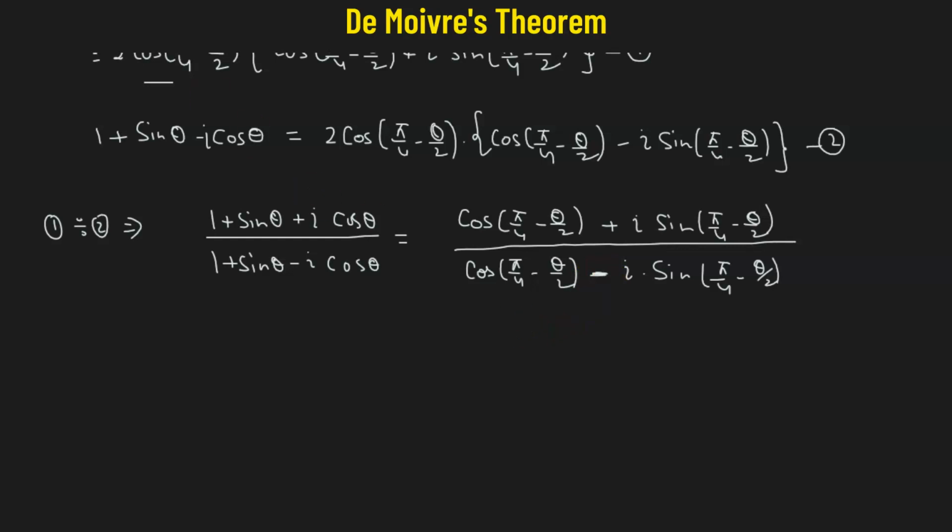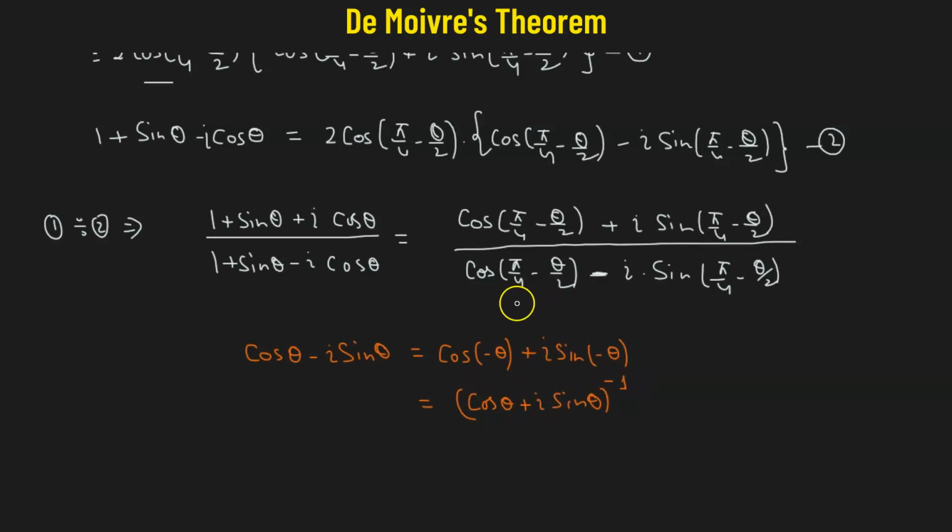Here we'll use De Moivre's theorem, which states that whenever we have cosine theta minus iota times sine theta, this can also be expressed as cosine of negative theta plus iota times sine of negative theta, because cosine being an even function, cosine of negative theta will be positive, and sine being an odd function, sine of negative theta will be negative sine theta. So this is done so that we can rewrite it as cosine theta plus iota times sine theta, whole raised to the power of negative 1.